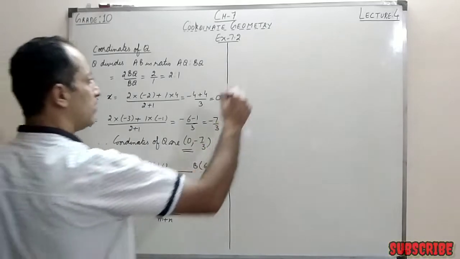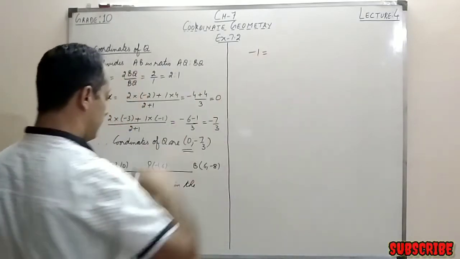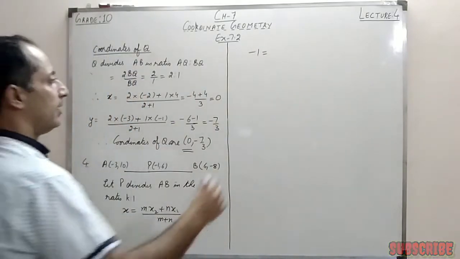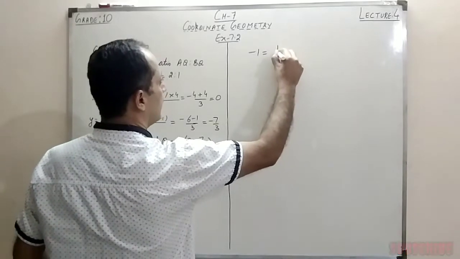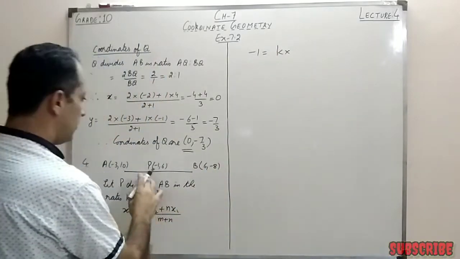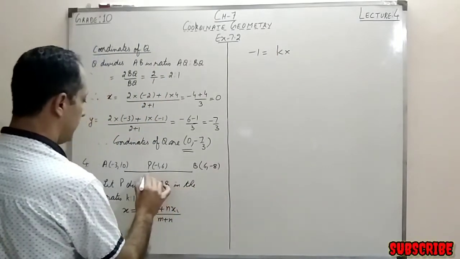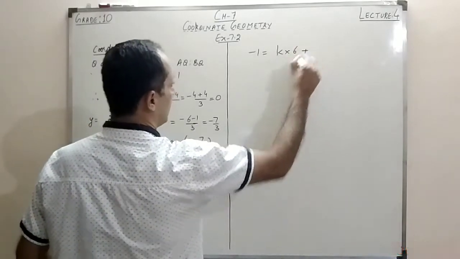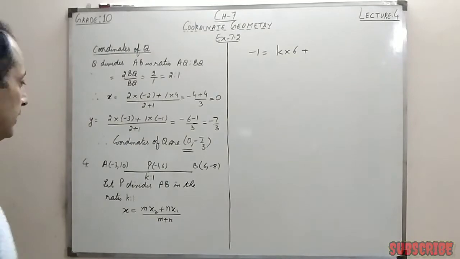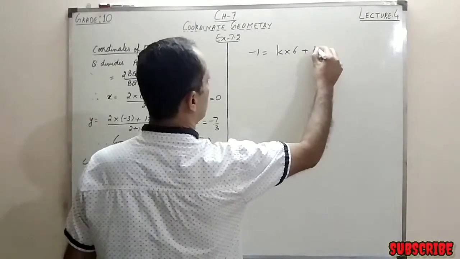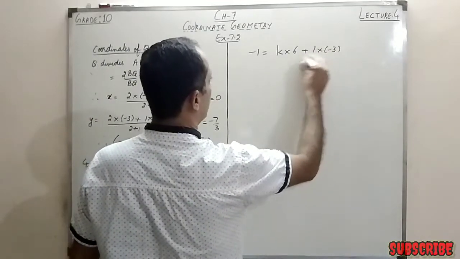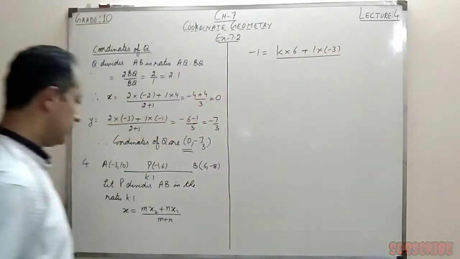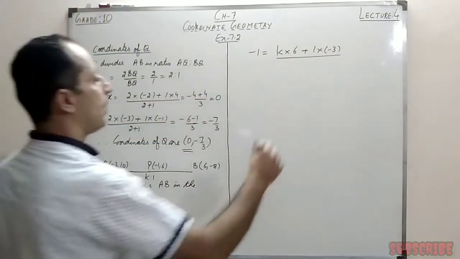So we have -1 equals, now m is k into x2, this is this side. I write the ratio here, k is to 1. So this is 6 plus 1, n is 1, into -3, upon k plus 1.